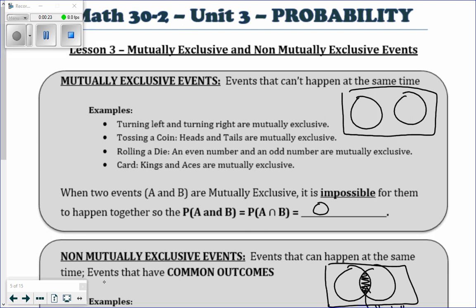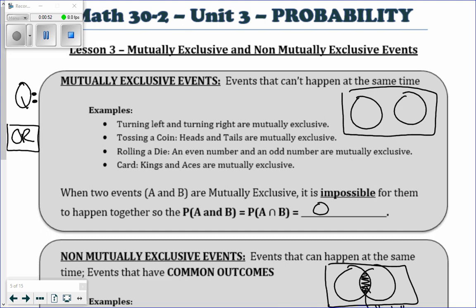So the tricky part in the last unit was figuring out if it was a permutation or a combination. The tricky part in this unit is figuring out if it's mutually exclusive or not mutually exclusive. Here's one key word that you're looking for. In all of the questions, you will see the word or. If the question has the word or in it, you are using our mutually exclusive, not mutually exclusive formulas.